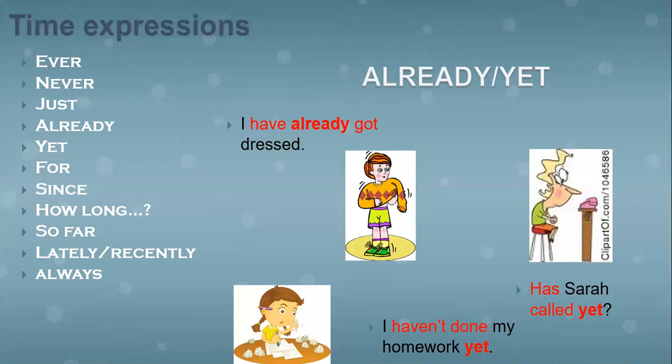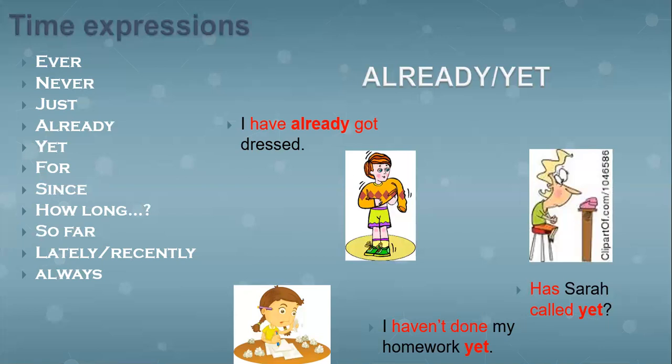Okay? And then we have the word always. Always is another time expression that we use with the present perfect. Like when I say, I have always finished on time. I have always finished on time, or I have finished on time always. Okay, and of course, we know that the opposite of always is never. I have never finished on time, right?